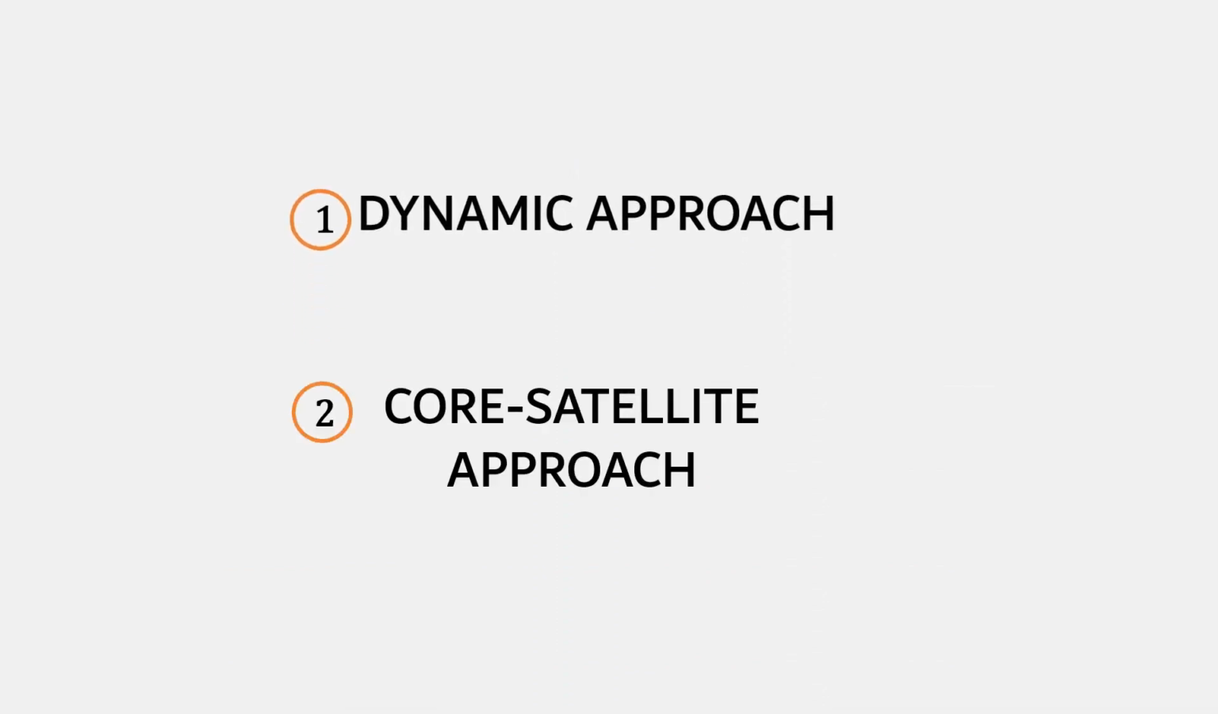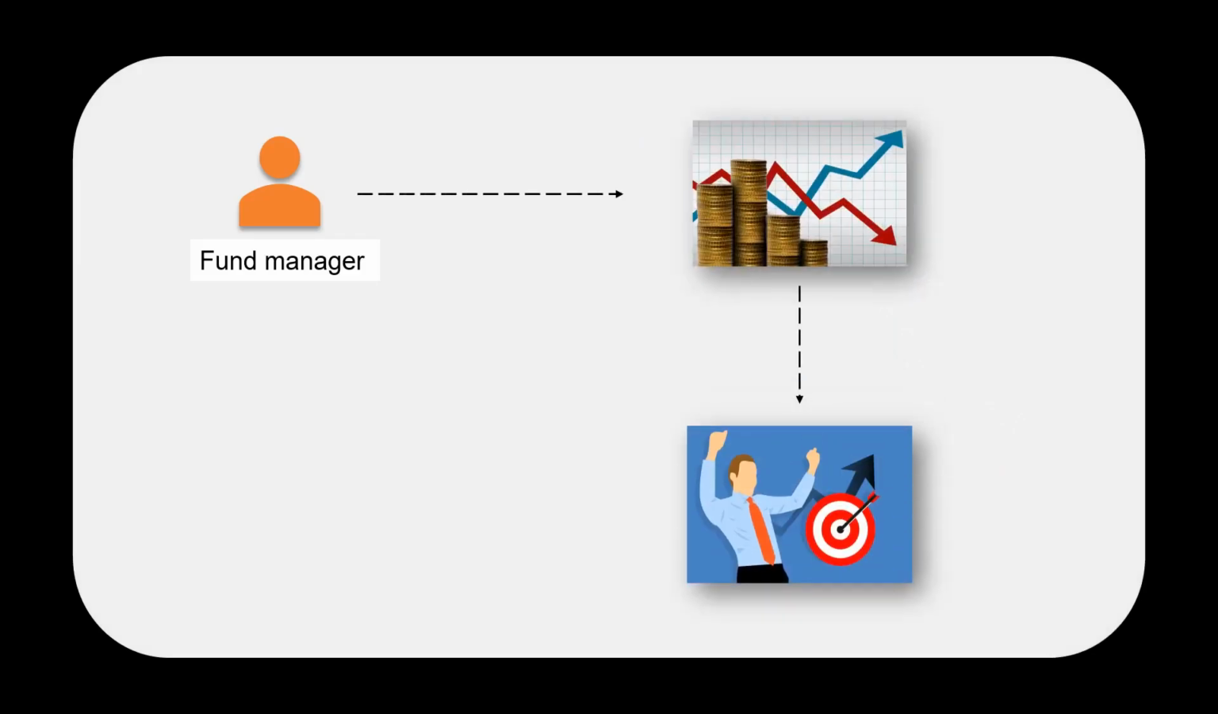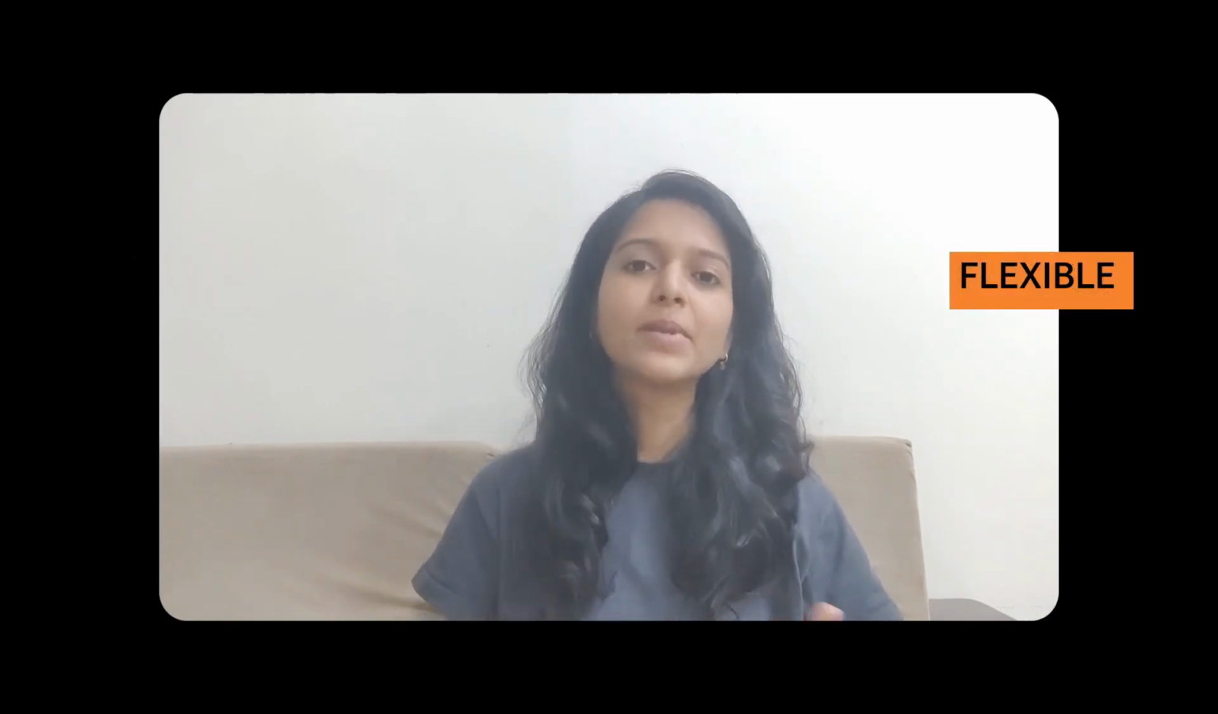In this video, we'll see two different types of asset allocation approach. First is dynamic and the second one is core satellite approach. Sometimes fund managers have to deal with unpredictable markets and meet their clients' different financial goals. Now, in order to be successful in this kind of environment, they can't stick to their traditional static approach. They need to be more flexible and dynamic.